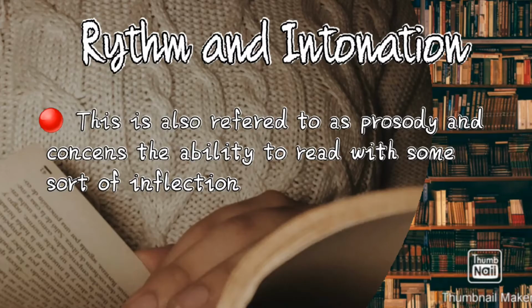Now, what are rhythm and intonation, as one of the key components of reading fluency that may affect comprehension? Rhythm and intonation are also referred to as prosody and concern the ability to read with some sort of inflection. The pitch, the increasing and decreasing of the voice, the intonation may give impact to the meaning of the text. A reading fluency learner must develop her rhythm and intonation so that she won't be misunderstood.